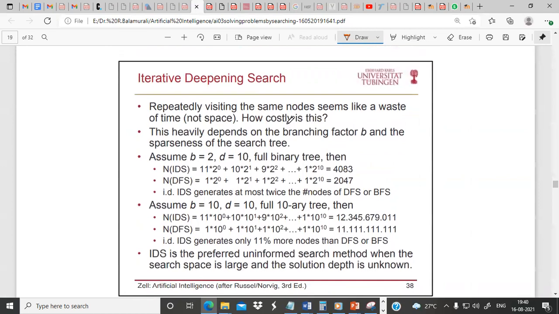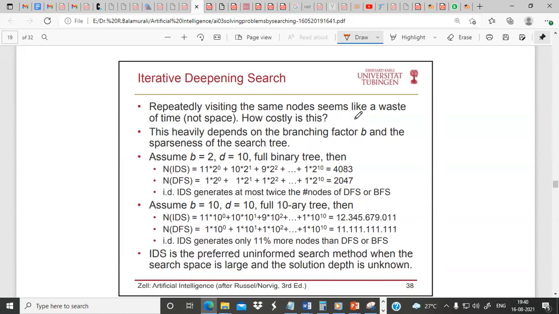So there is one critique with this algorithm, that is the nodes in the path have to be explored multiple times. If the goal is available at depth 5, then the nodes in the previous levels should be explored multiple times. But this is not a serious problem, and that's what we are going to discuss in this example.